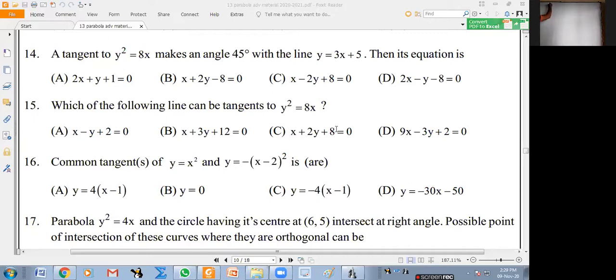16. y equal to x square and minus (x minus 2) whole square. This vertex is 0, this vertex is 2 comma 0. One parabola is like this, another parabola is the same size but downward here.